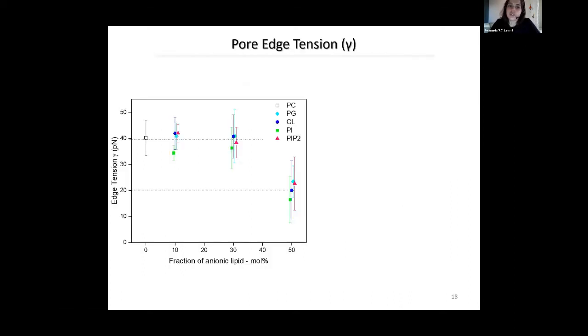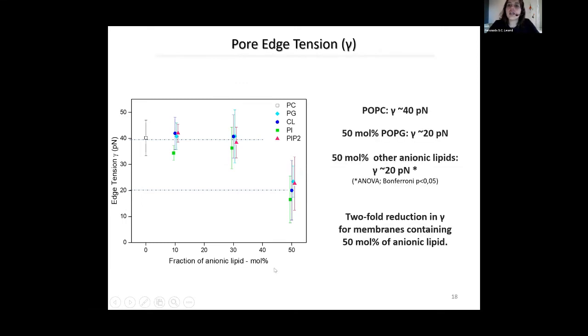So we used POET to calculate the pore edge tension in our GUVs, and this graph here shows the pore edge tension as a function of the fraction of anionic lipids in the membrane. And we can see that, similarly as we observed for PG, we see a 2-fold reduction in the pore edge tension for membranes containing 50 mole% of any of those anionic lipids.